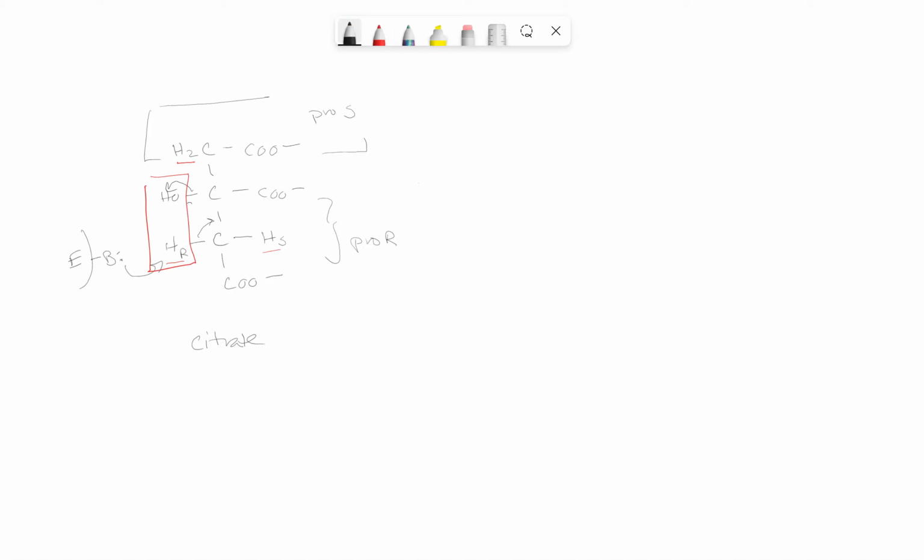And what happens is, reversibly, we see the loss of water. We can also get the reversible addition of water. And as an intermediate, we see cis aconitate, which looks like this. I'm going to draw in the double bond.